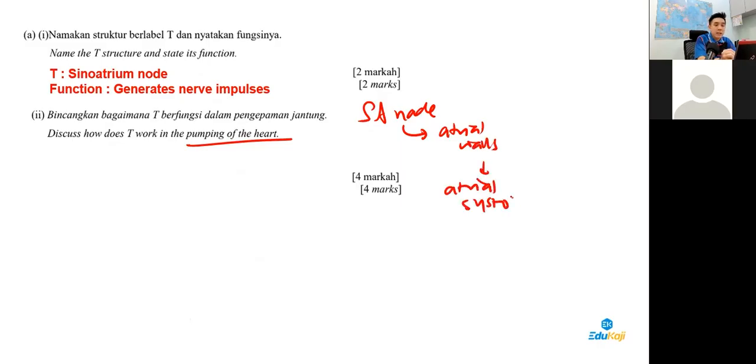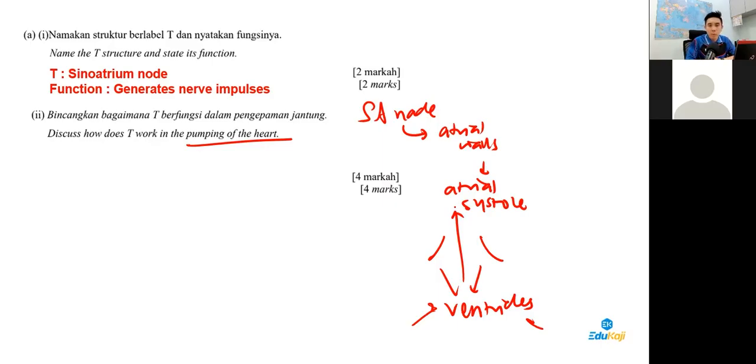Atrial systole meaning contraction of atria. And from here, when atria contract, the blood will enter ventricles. When ventricle contract, then blood move out of the heart. All right, but here they only want 4 points.